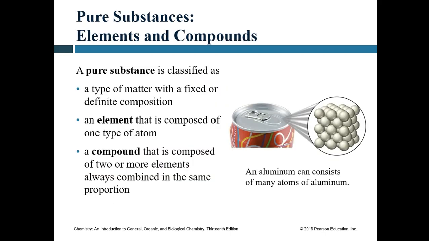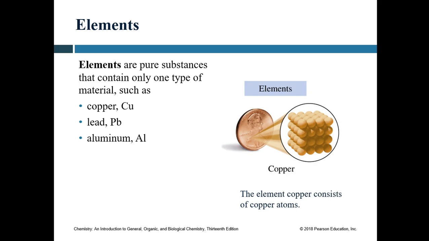So here we go. A pure substance is classified as a type of matter with a fixed or definite composition. An element is composed of one type of atom. A compound is composed of two or more elements, always combined in the exact same proportion. So, for example, an aluminum can consists of many atoms of aluminum. You could have a compound also.